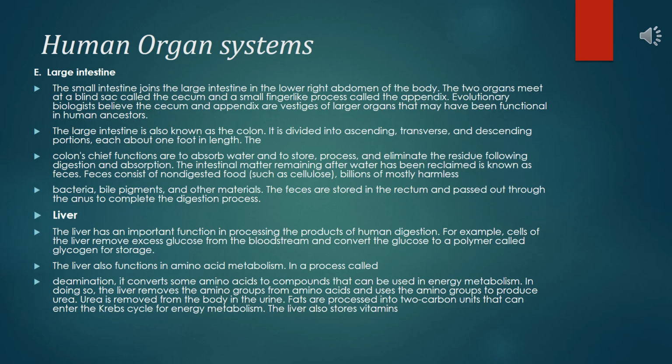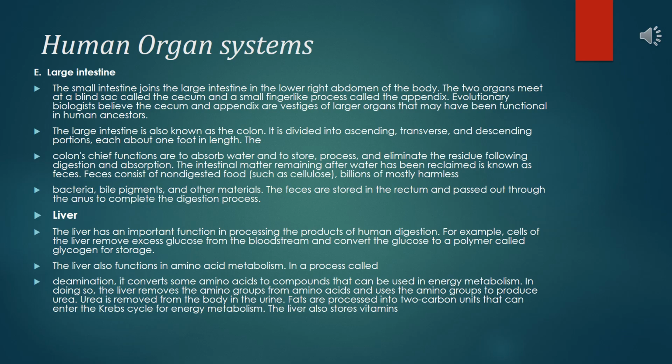E. Large intestine. The small intestine joins the large intestine in the lower right abdomen of the body. The two organs meet at a blind sac called the cecum and a small finger-like process called the appendix. Evolutionary biologists believe the cecum and appendix are vestiges of larger organs that may have been functional in human ancestors. The large intestine is also known as the colon. It is divided into ascending, transverse, and descending portions, each about 1 foot in length.